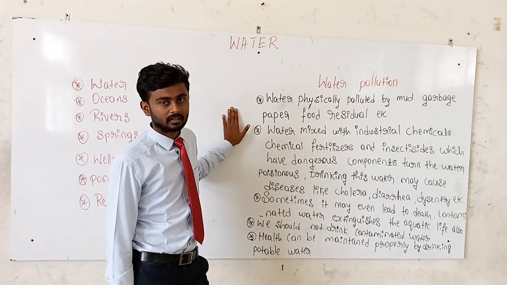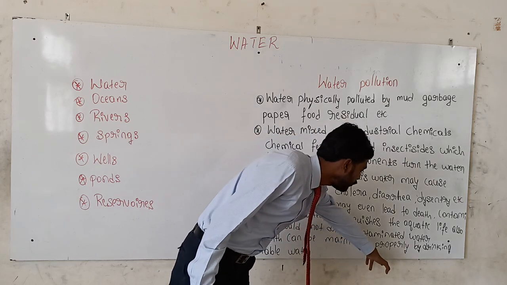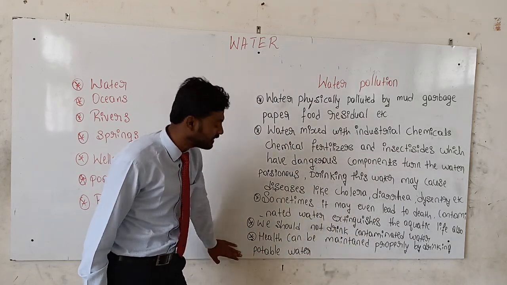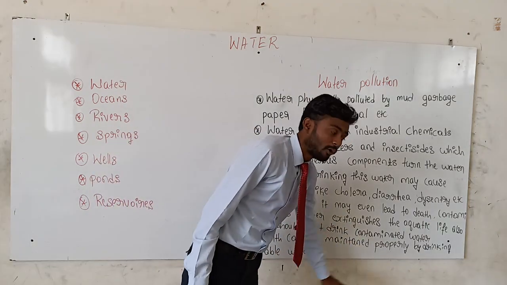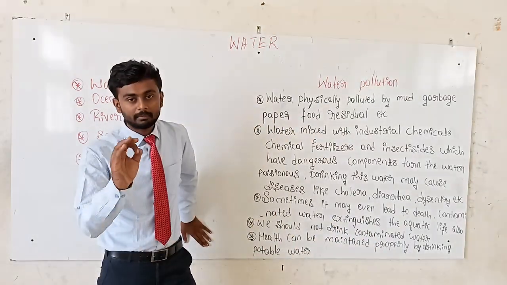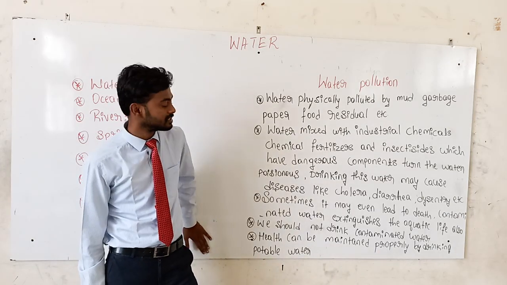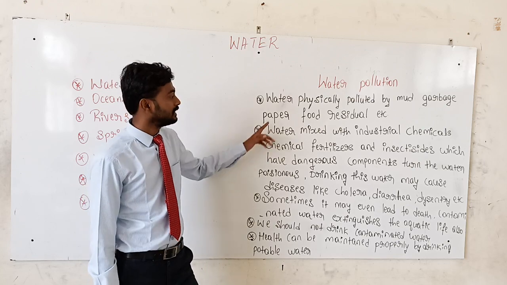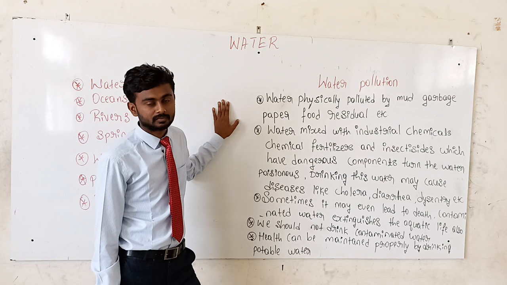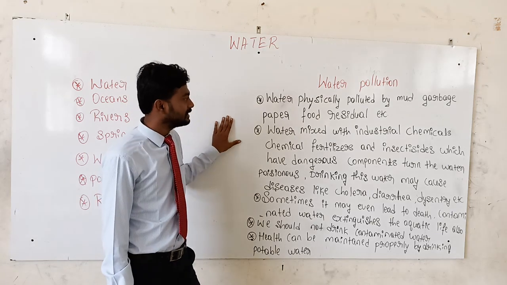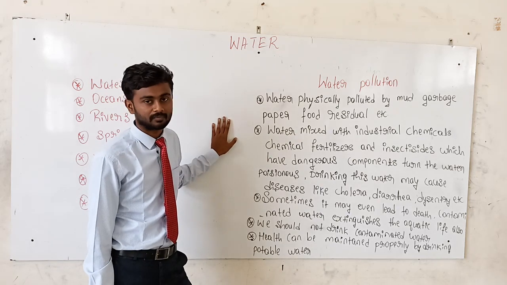Okay. Now see, health can be maintained properly by drinking potable water. It is good for health. Which one? Potable water, but not poisonous water, not polluted water. Clear? Yes. So we understand this lesson, it means actually water pollution.